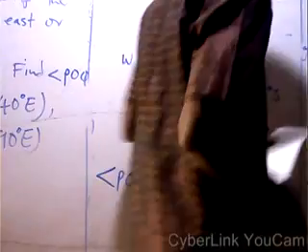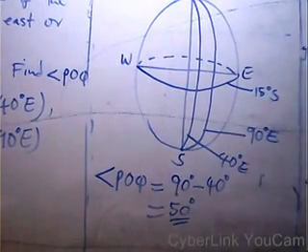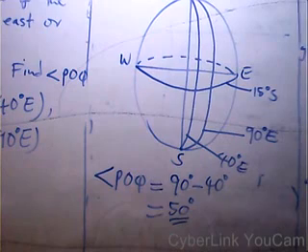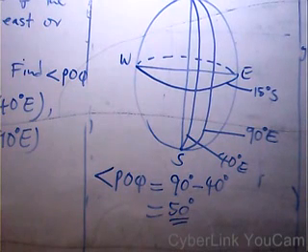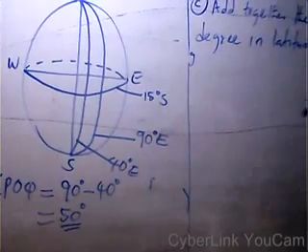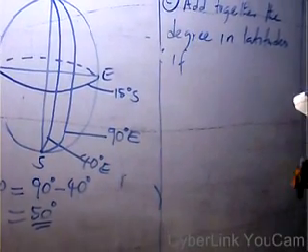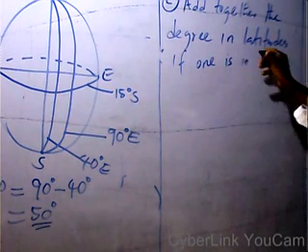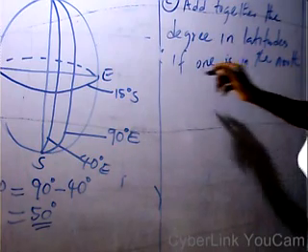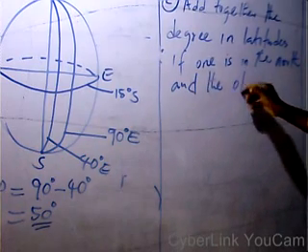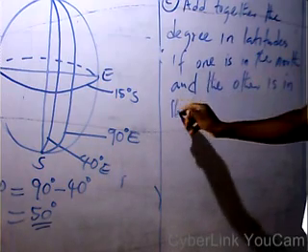So, I will call it C. Add together the degrees in latitude, if one is in the north and the other is in the south.